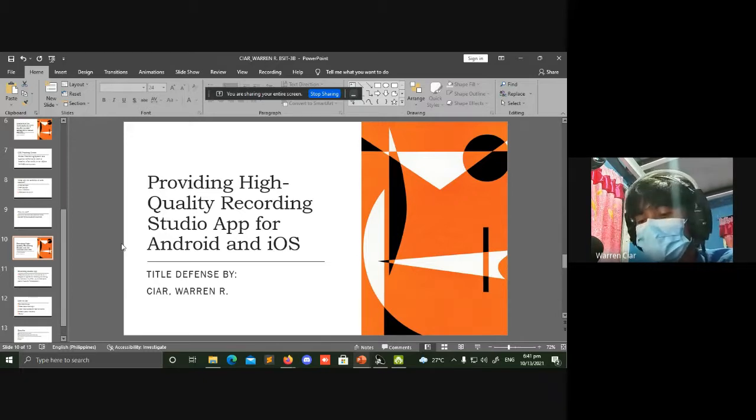I came up with this study because I'm a musician. Most recording applications are hard to use because you cannot input your instrument in other applications. So that's why this idea came to my mind.